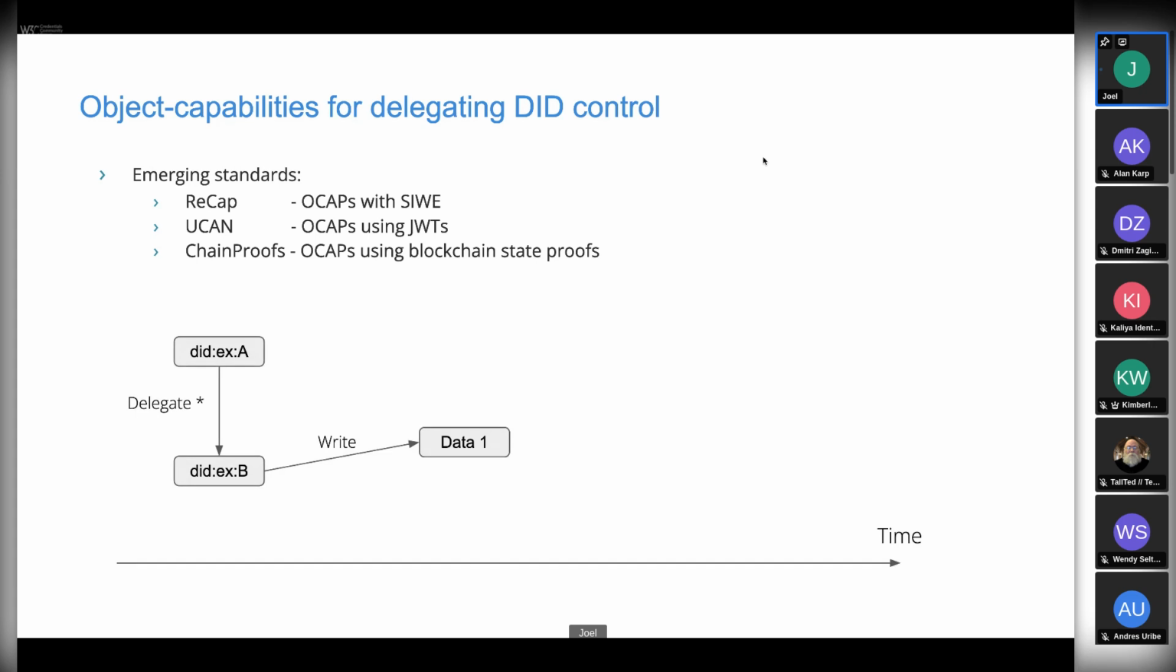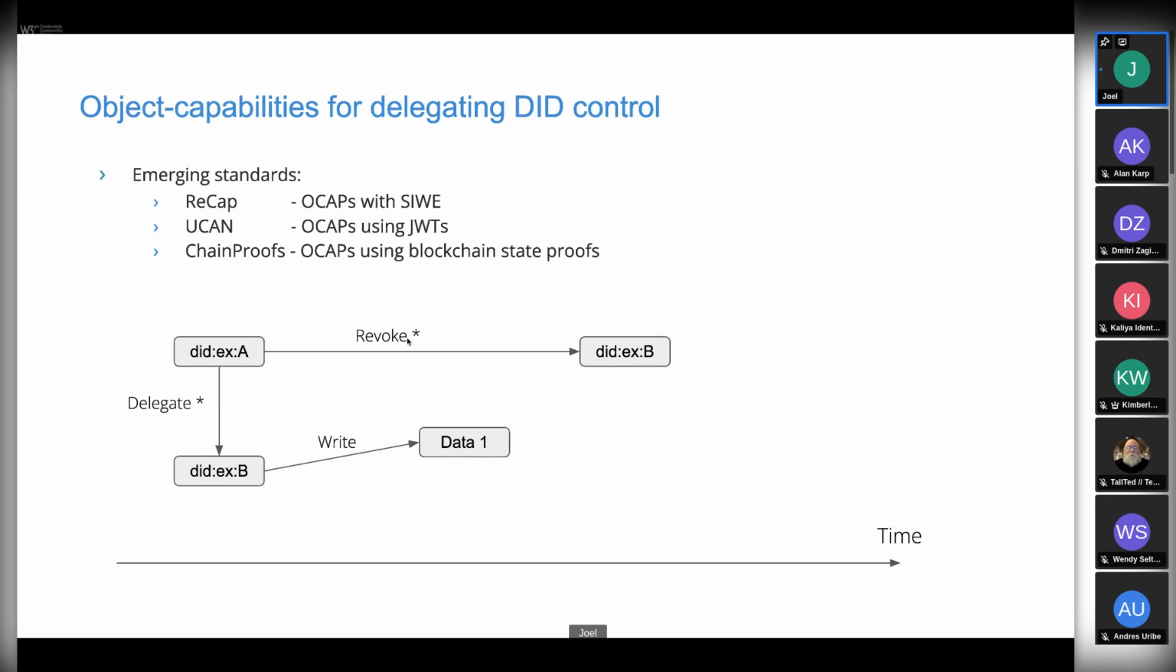So I just want to talk about an example of how we could use object capabilities to delegate control over a DID. Let's say here we have DID A, and we delegate the star, basically full access, to DID B. So now DID B could do anything that DID A could do. Think of this example DID as a generative DID that doesn't allow any sort of key rotation, for example a did:key. Now DID B makes a write to some resource, and we call this data one.